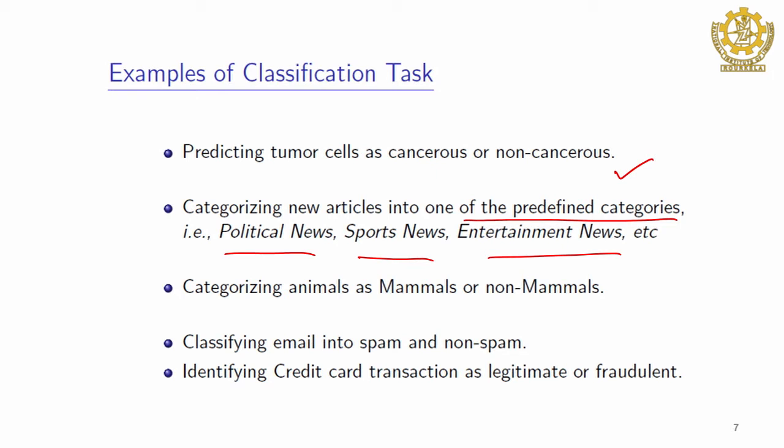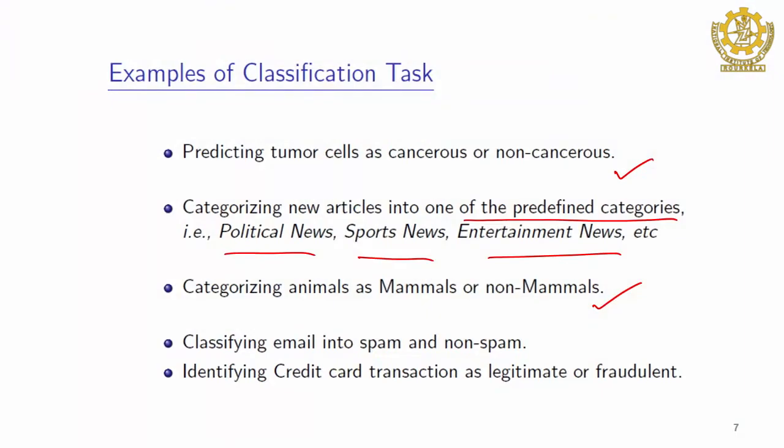One example: suppose an article says something about Rahul. Now Rahul may belong to politics, sports or entertainment. Based on the other information with Rahul, whether it is Rahul Gandhi or Rahul Mahajan or someone else, it will be decided based on other characteristics, using text classification techniques. It will assign one of the predefined categories. Then there is the example I already talked about, categorizing animals as mammals and non-mammals. And another very popular one is classifying emails into spam and non-spam.